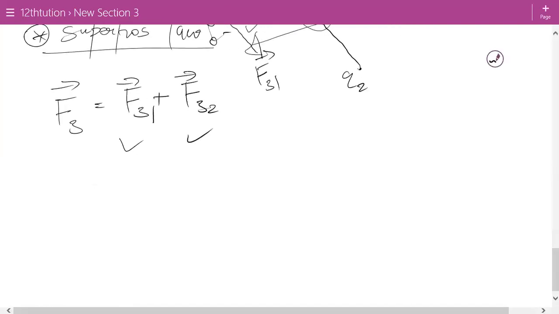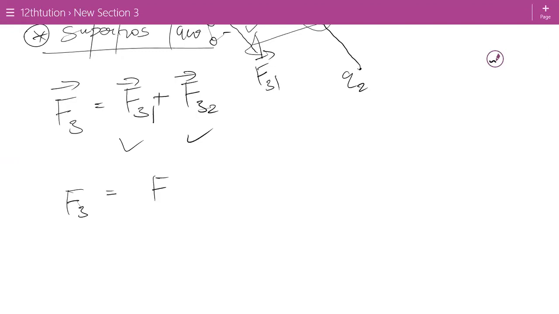So you can write it like this also. There are many ways to write it. F3 is equal to the sum of forces. Just imagine that there are many other charges also. Because we have taken the example of two charges, there can be many other charges. So the force on the third charge due to the first charge, the second, third, fourth, like this.